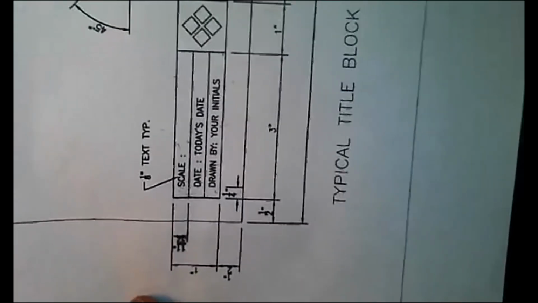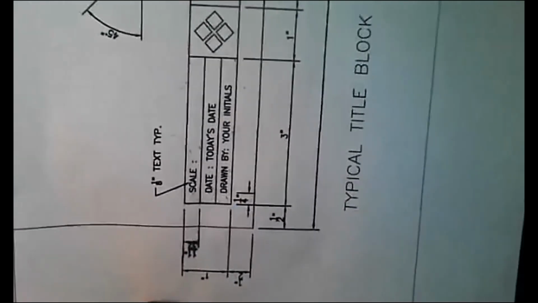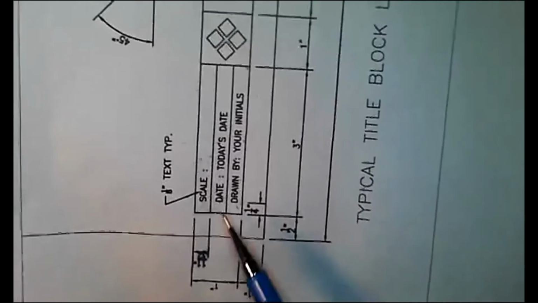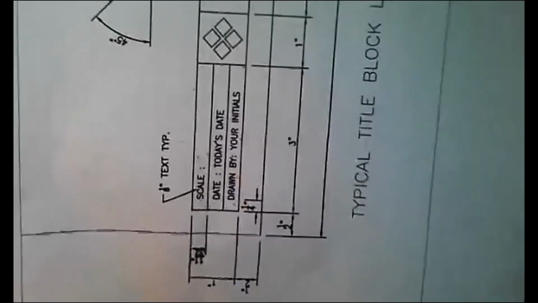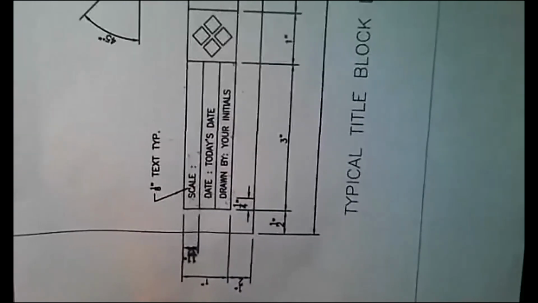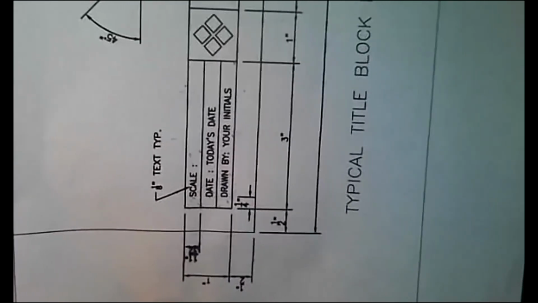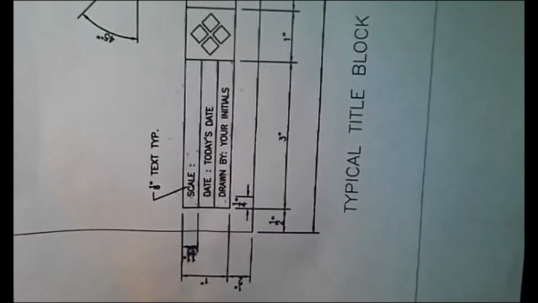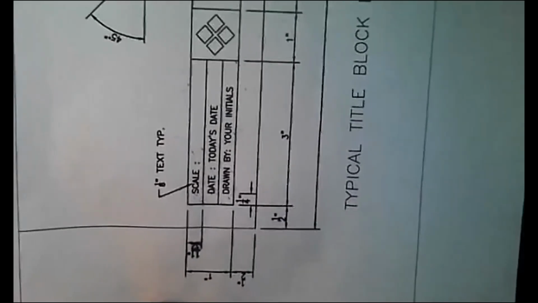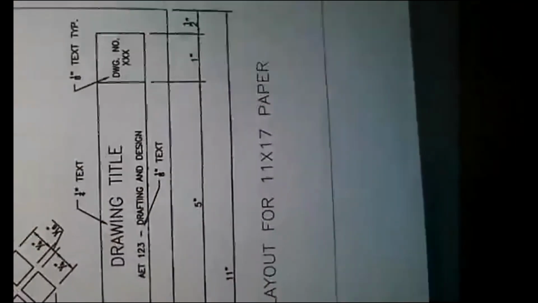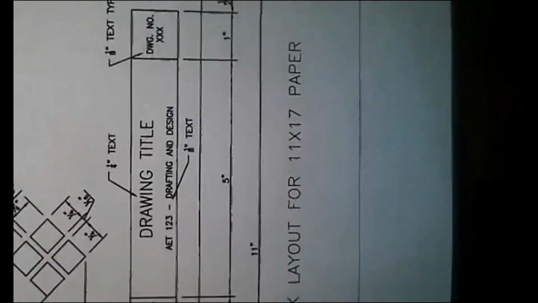We see that scale, date, and drawn by are all 1/8 of an inch high, and they're centered horizontally within these columns, just like you did last time. So it's giving you the height of the text and the location of the text. I want to reiterate this.